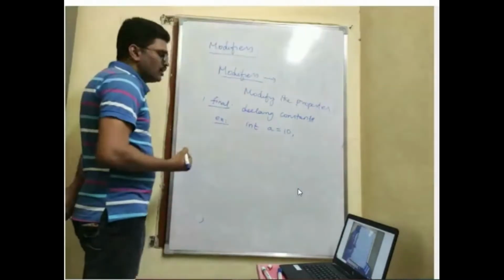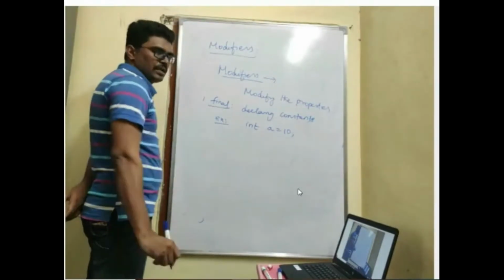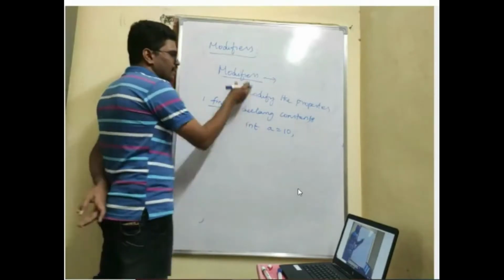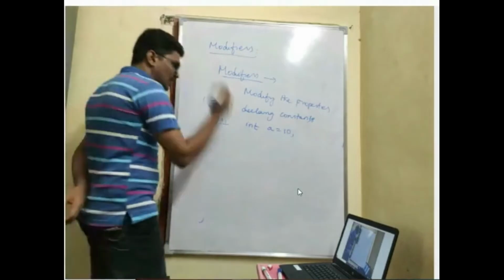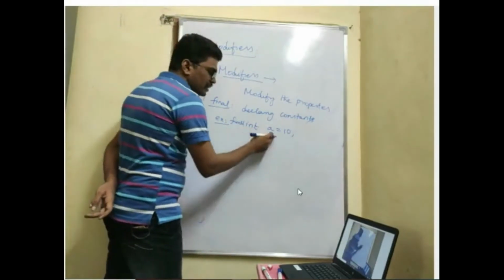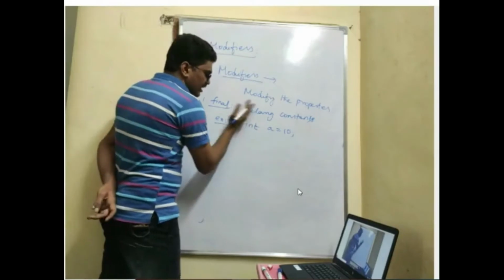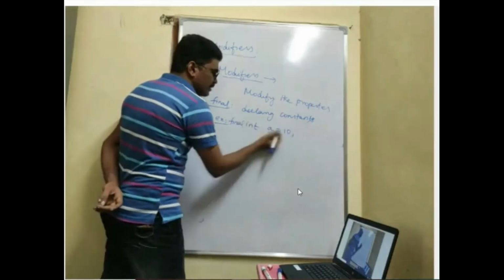Now this is a modifier. Final is a keyword. Everything is in small letters. What did we say? Whenever these modifiers are used with anything, they modify the properties. So whenever I put a final keyword, the property of this one is changed. If this keyword is not there, it is a variable. If I put this keyword, this becomes a constant.